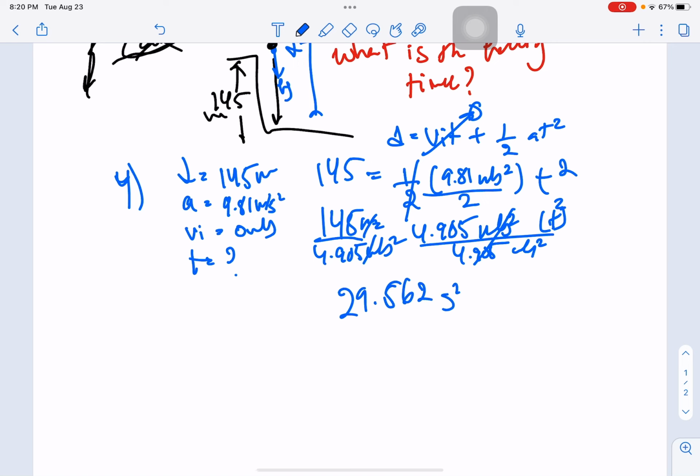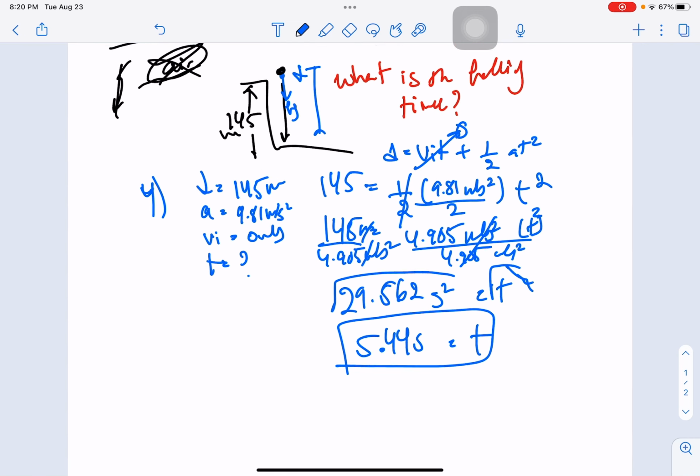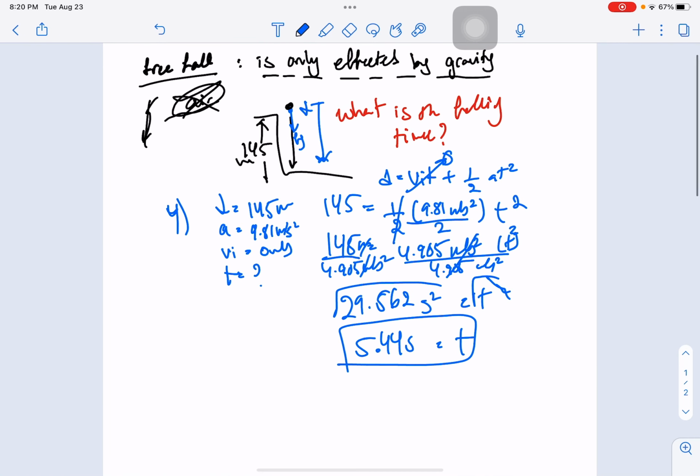29.562 seconds squared. We're going to take the square root from both sides to eliminate this, and then we're going to be left with 5.44 seconds. That is going to be the time it takes for the object to fall in free fall to the ground.